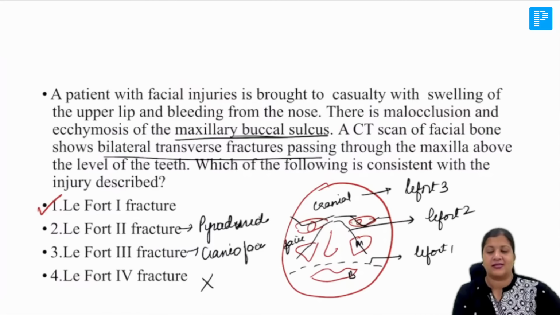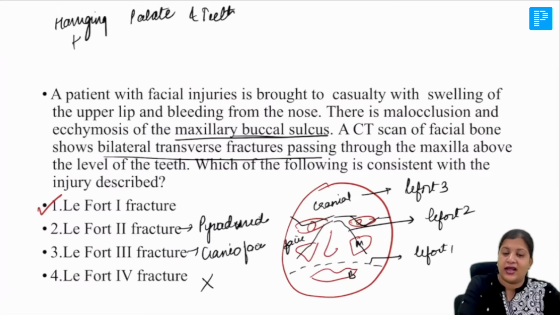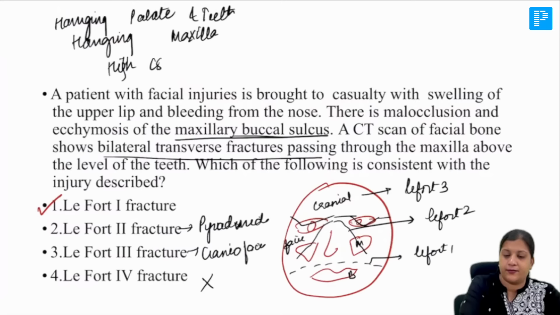Correct? Yes. So if I ask you in Le Fort 1, 2 or 3 fracture, where would you get hanging palate and hanging teeth? This is seen in which fracture? Go on answering in the chat box quickly. Where would you get hanging maxilla? Where would you get high risk of CSF leak?